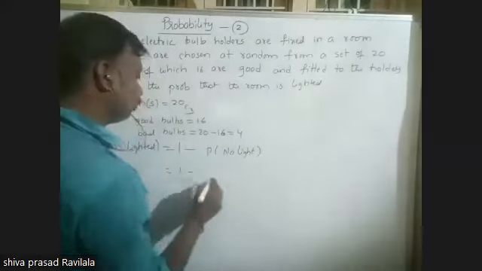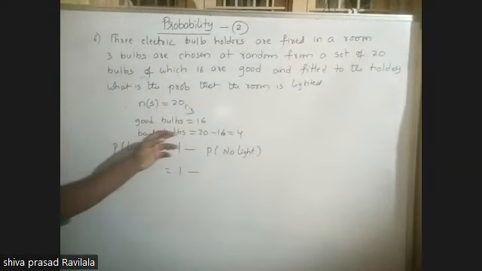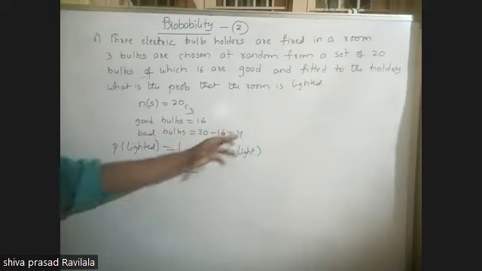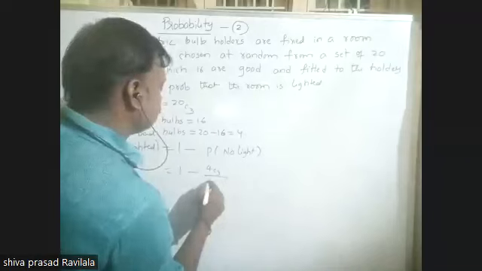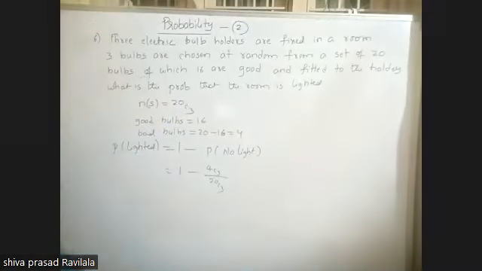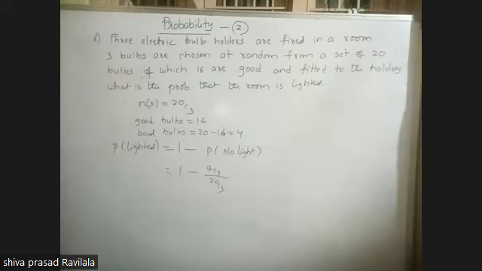Probability of no light means, how many bad lights here? 4. Okay, you just select 3 from these 4, that is 4C3. So 1 minus probability of no light. No light, how many? There are 4 bad bulbs. Therefore, the 3 selected from these 4, that is 4C3 ways. The answer is 1 minus 4C3 by 20C3.